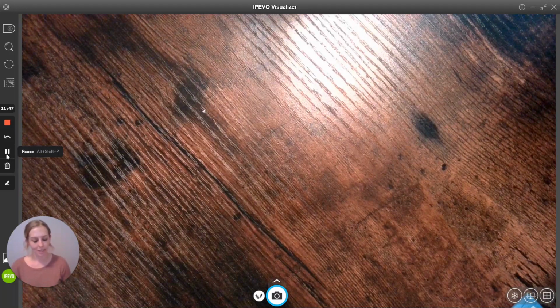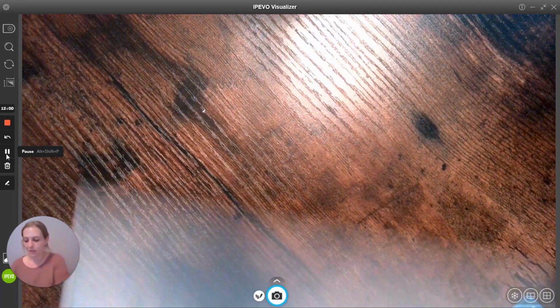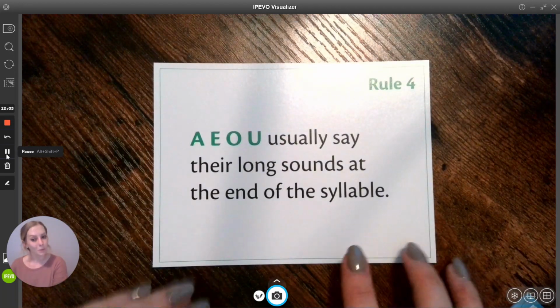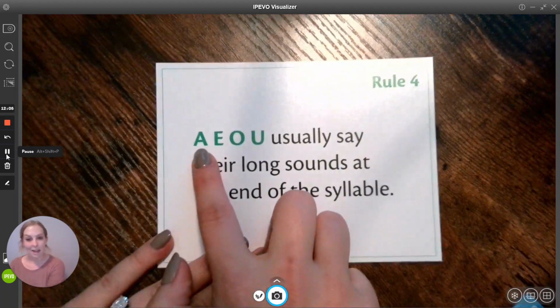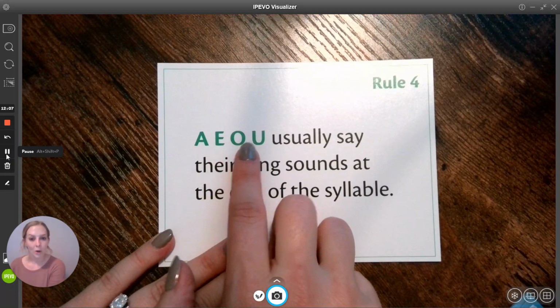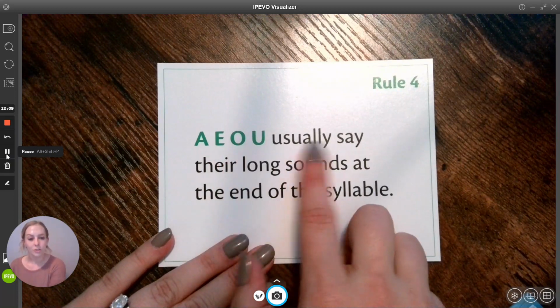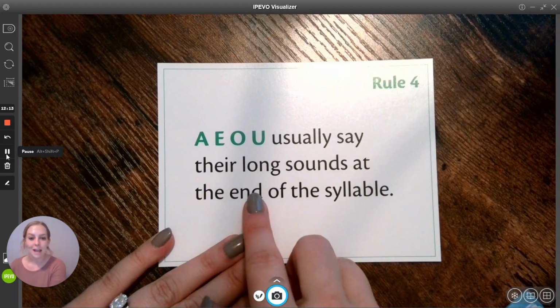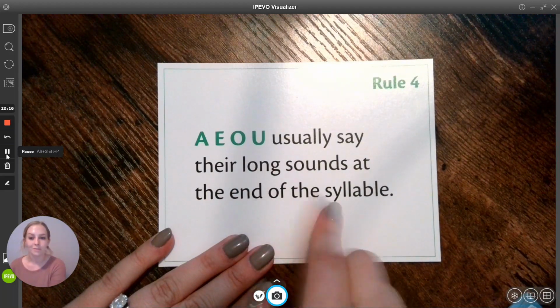So I'm going to start with spelling rule 4. Do you remember what spelling rule 4 talks about? I'll give you a hint. It talks about some vowels. So let's review it together. You can read it with me. Ready? A, E, O, U usually say their long sounds at the end of the syllable.